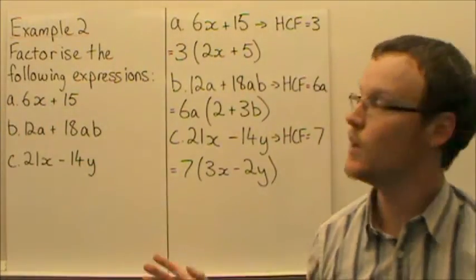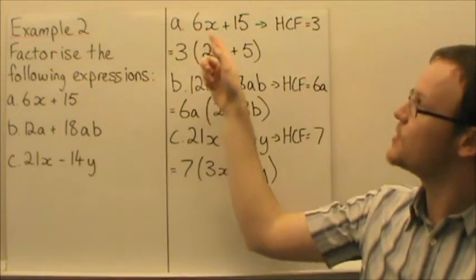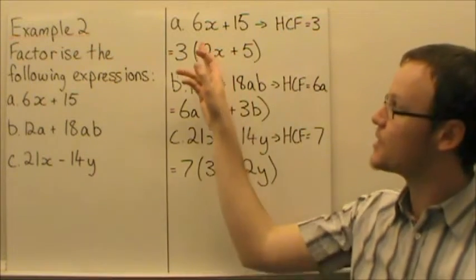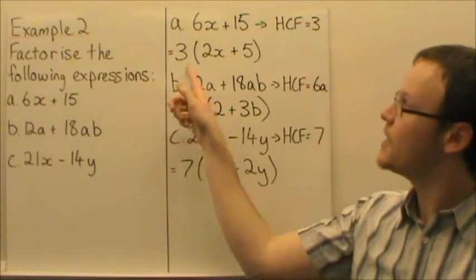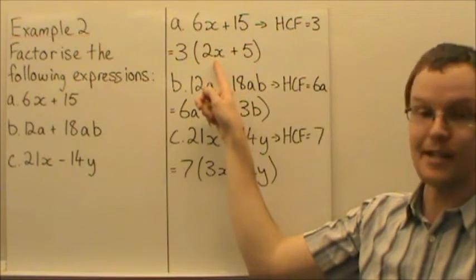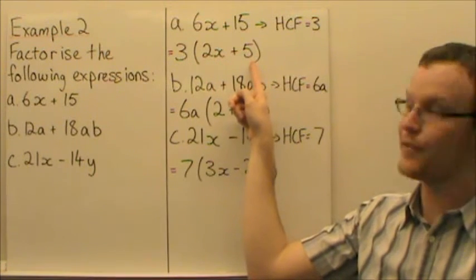Our last example asks us to factorise these expressions. For our first expression, 6x plus 15, the highest common factor is 3. So we can take 3 outside of the brackets and divide each of our terms by 3. 6x divided by 3 is 2x. 15 divided by 3 is 5.